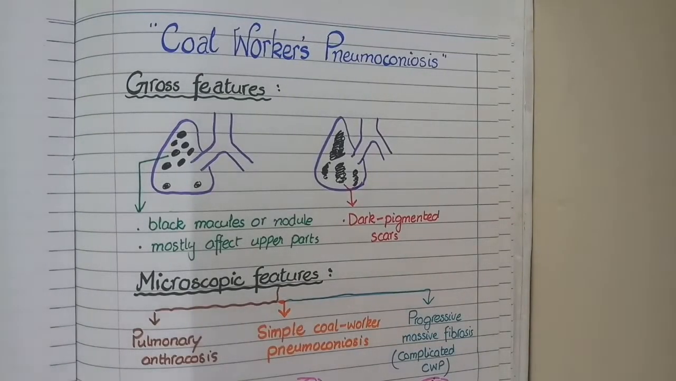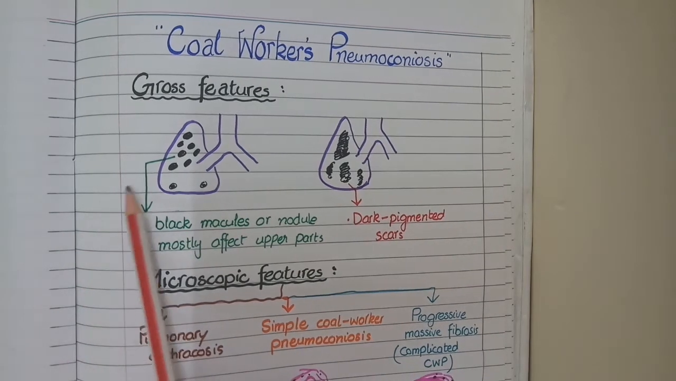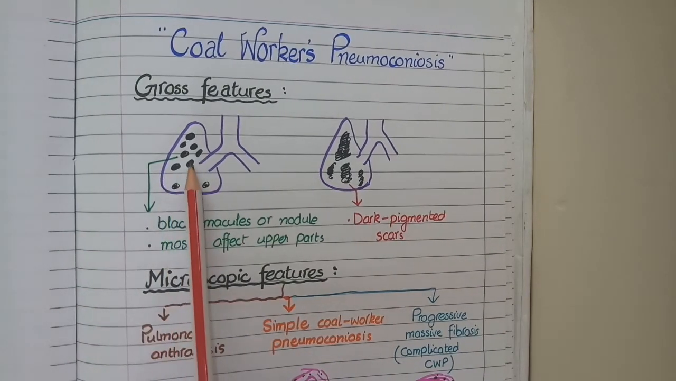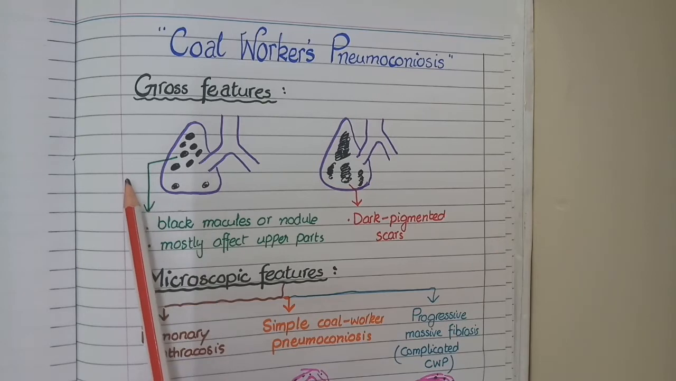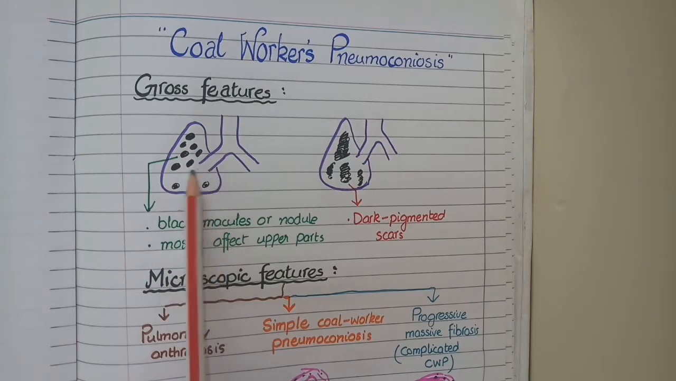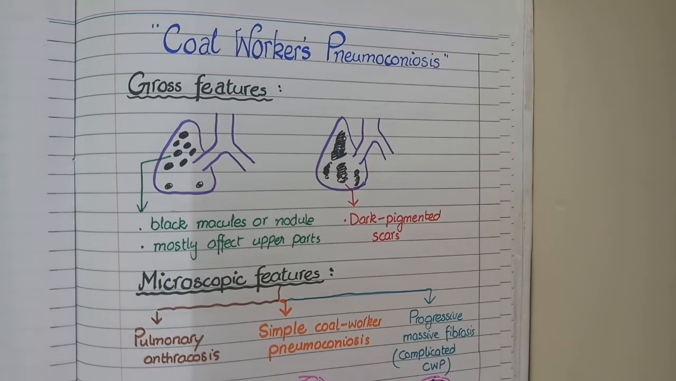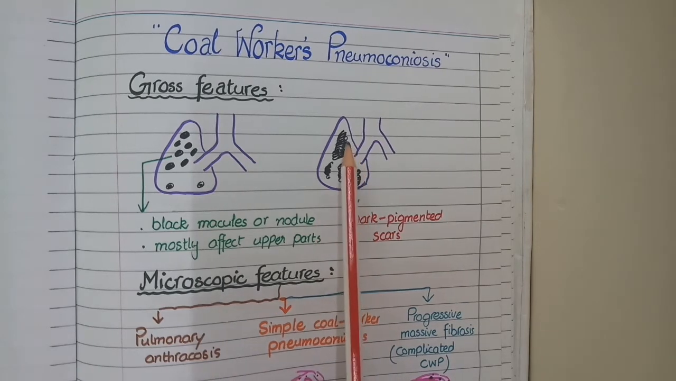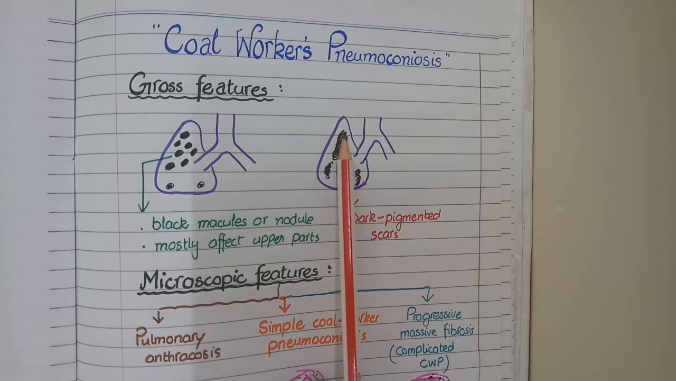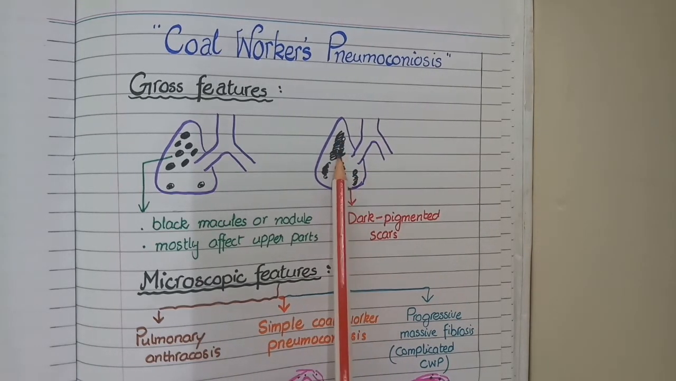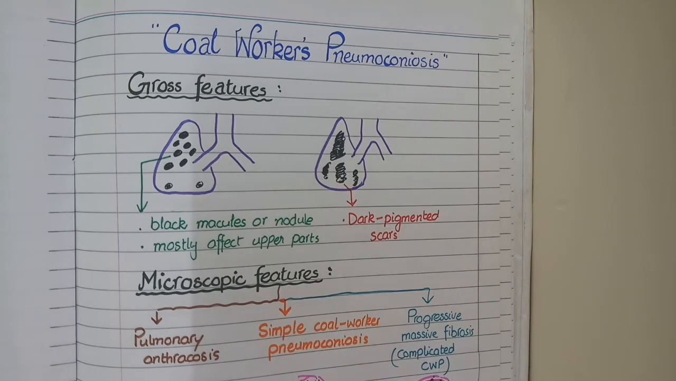The next restrictive lung disease is Coal worker's pneumoconiosis, which occurs due to exposure to coal. The gross picture of lungs in the initial stage of this disease is formation of dark colored macules or nodules, which usually affect the upper part of lungs. Gradually with time, these macules or nodules turn into dark pigmented scars, as you can see here. So on gross features, initially you see black macules or nodules that usually affect the upper lobes of lung, and in later stages you see dark pigmented scars on the surface of lungs.